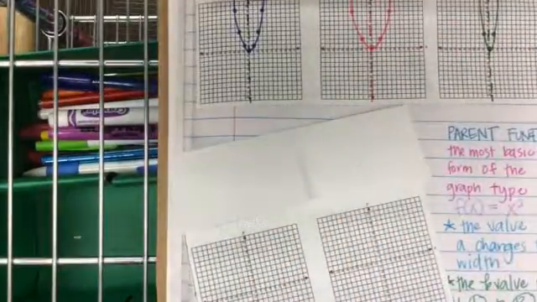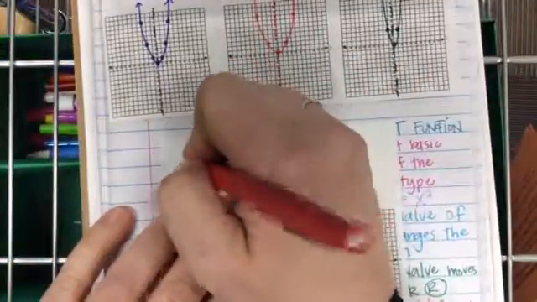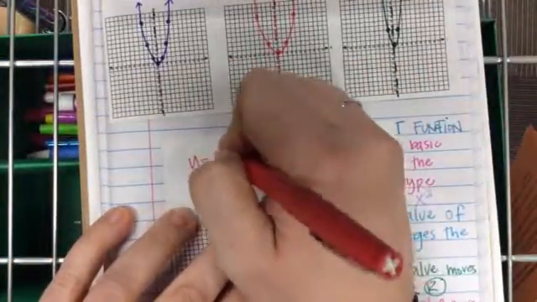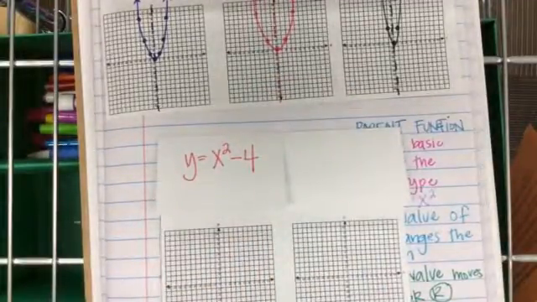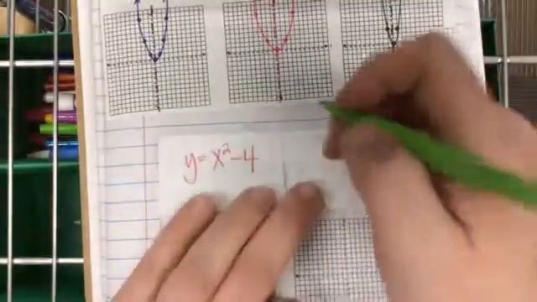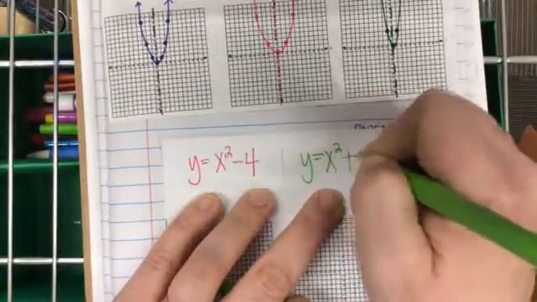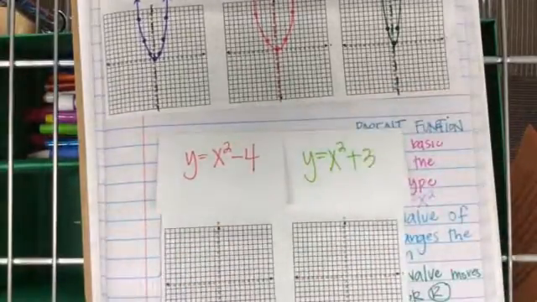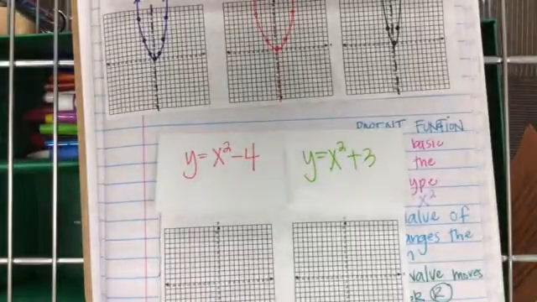Okay, I want you to graph these on your own. You can graph y equals x squared minus 4, and y equals x squared plus 3. Work at your tables to graph those.